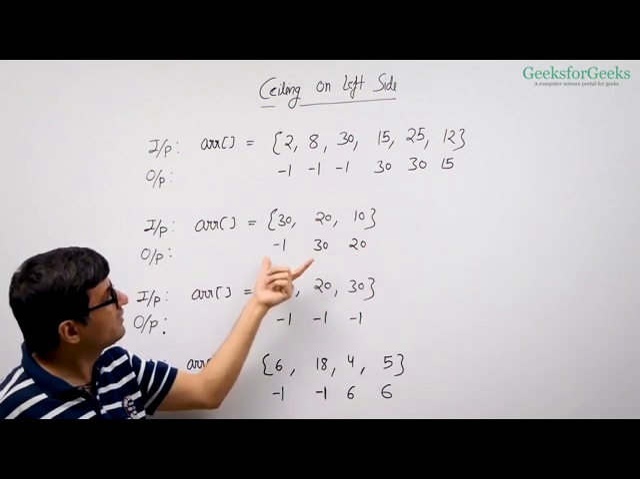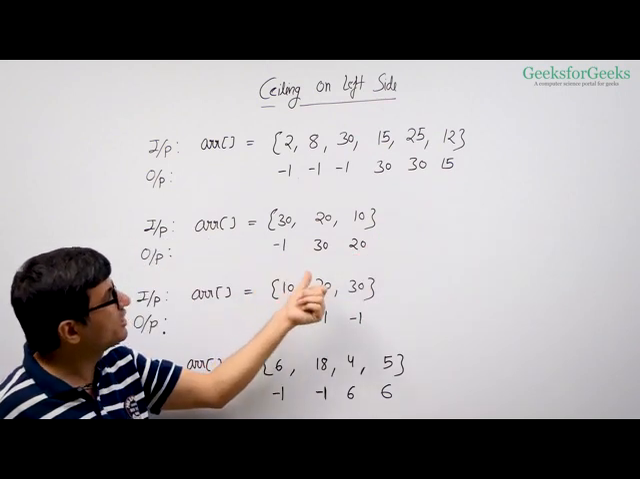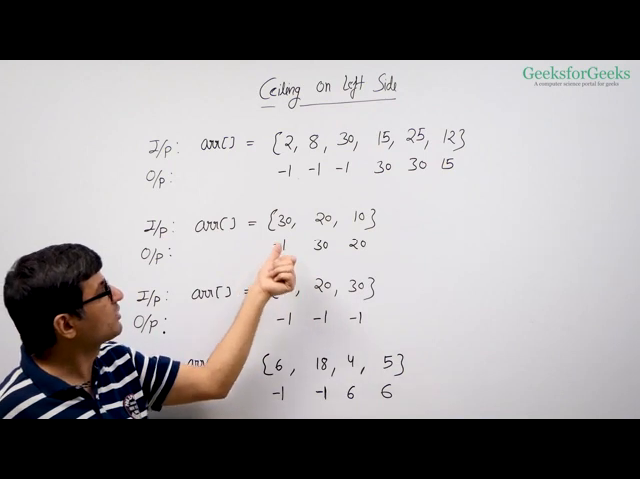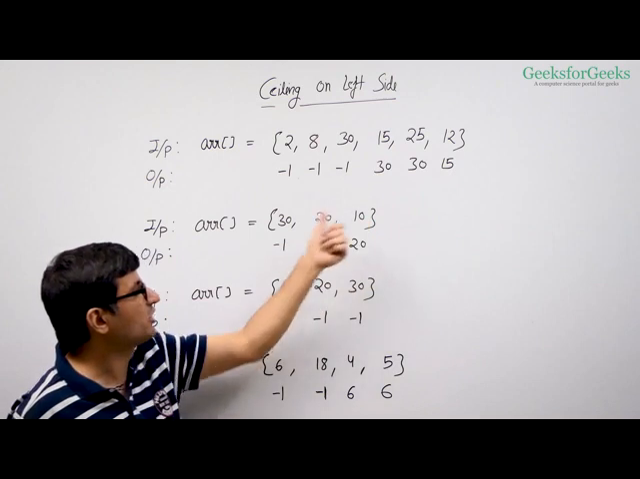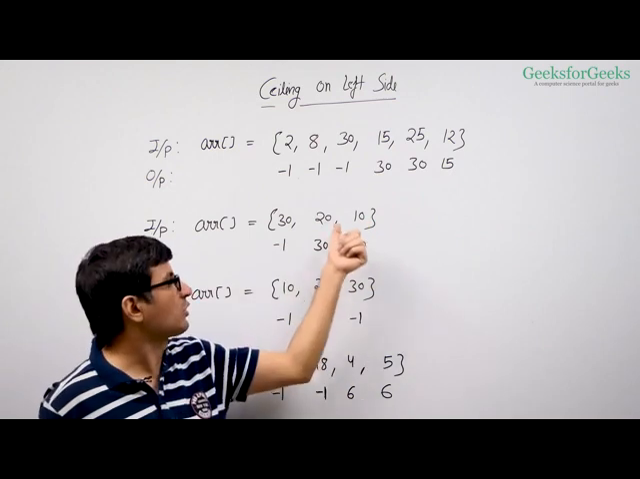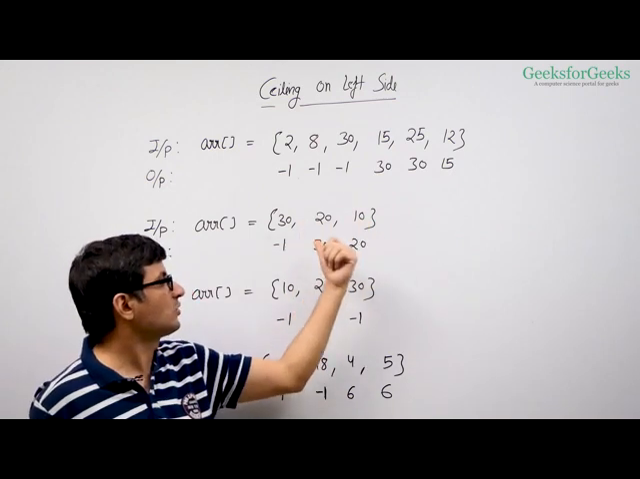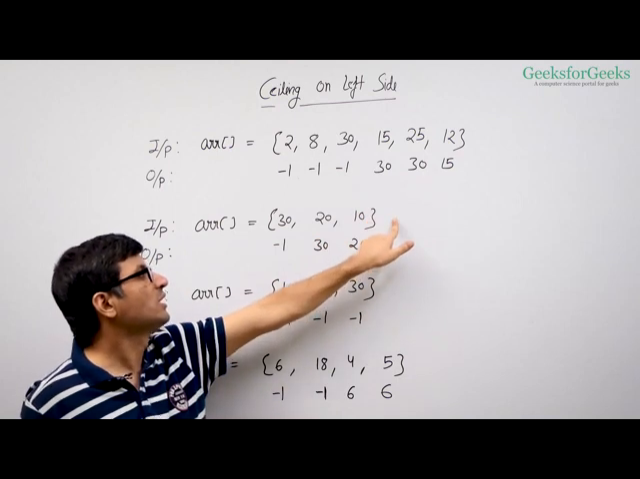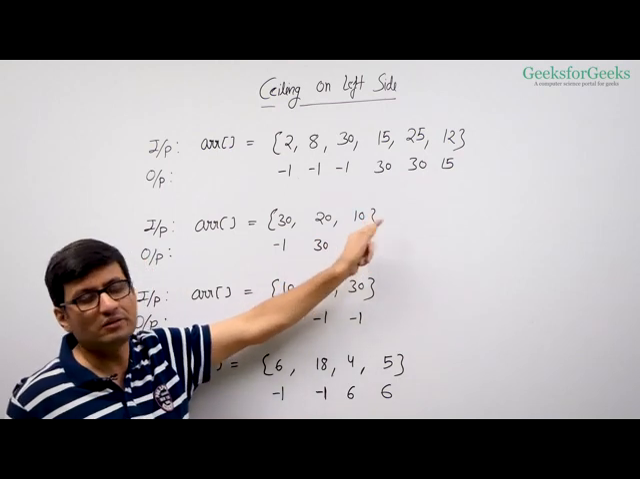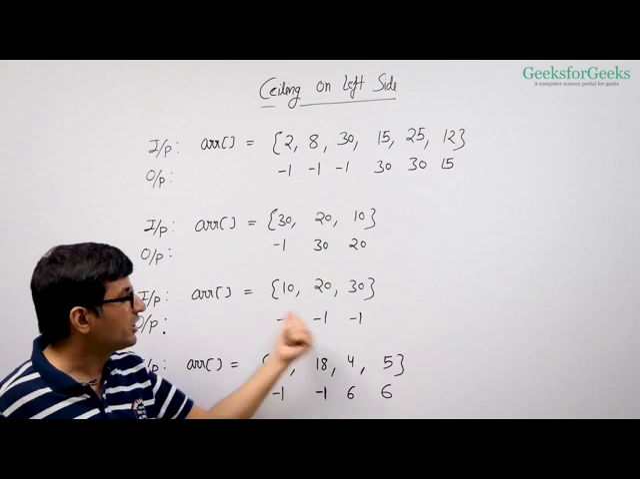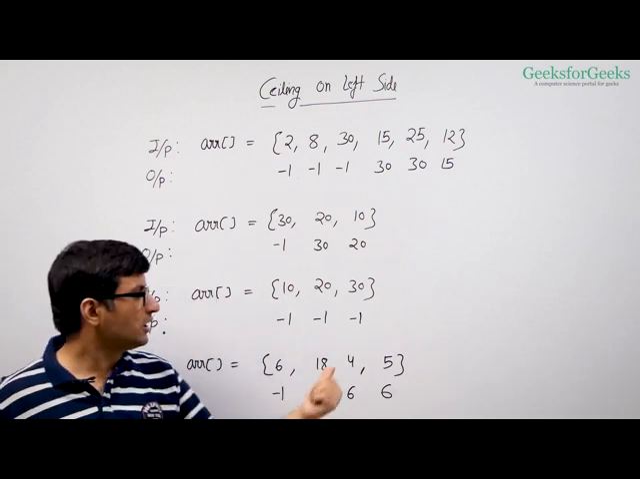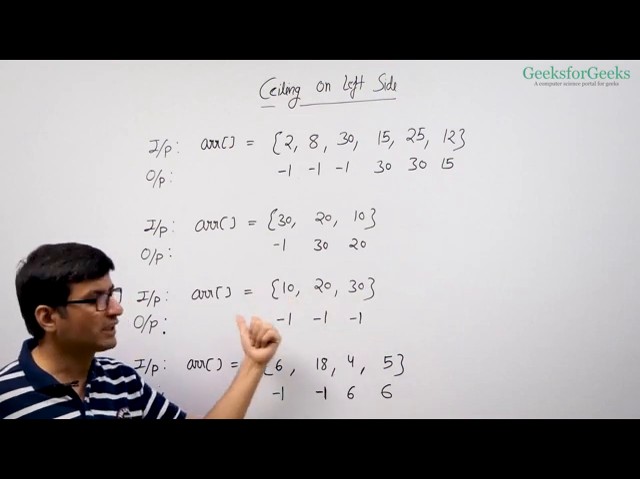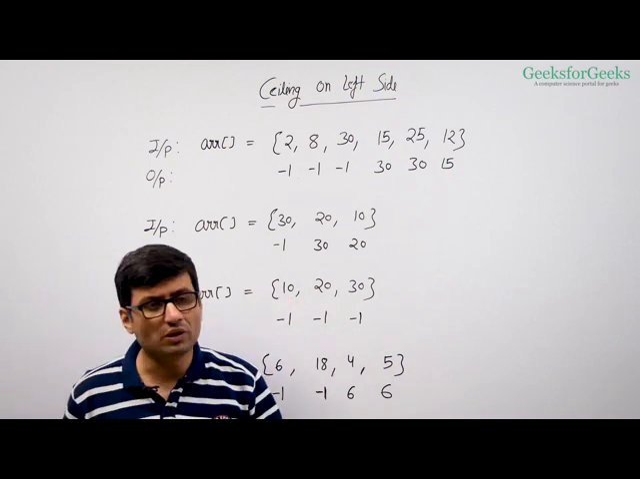When you have an array sorted in decreasing order, your output is going to be -1 for the first element, and for the remaining elements it's just going to be the previous element, right? For 20 it's 30, for 10 it's 20. Suppose there was one more element 5, the output for that would have been 10. When you have an array in increasing order, your output is going to be -1 because you never have an element on the left side which is greater or equal.